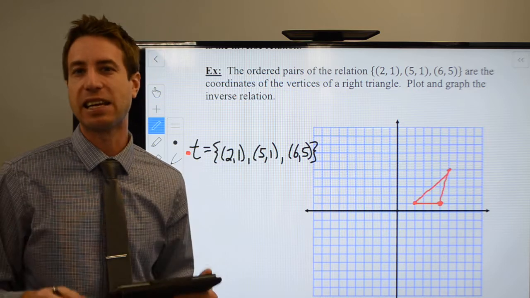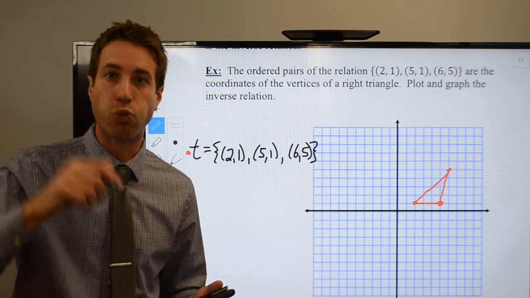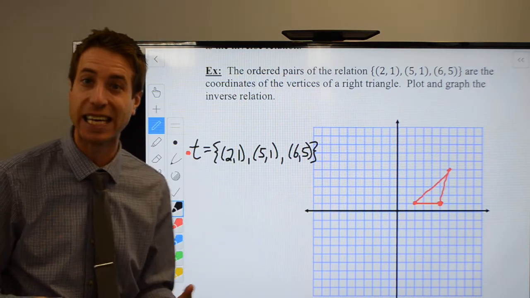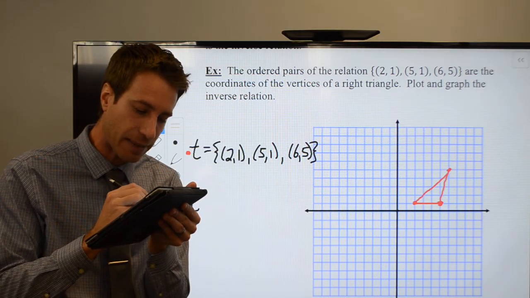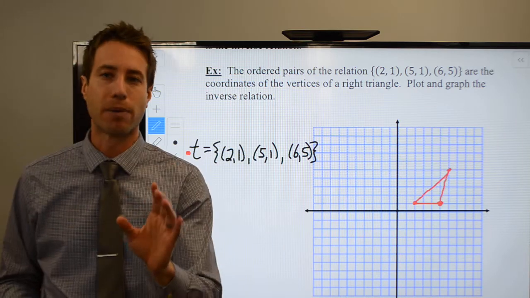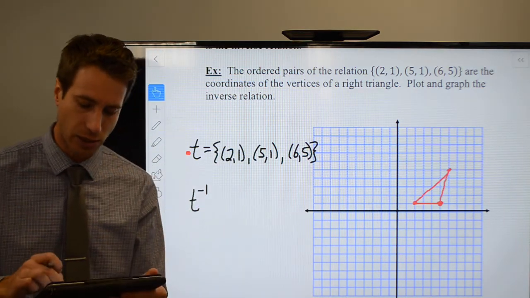To find the inverse relationship, we call it by writing the same name, right? This is my relation, which I've called T. The inverse of T is what we name T to the negative 1 power. Now remember, here's the reason why. Let me explain to you why that's the name we use.